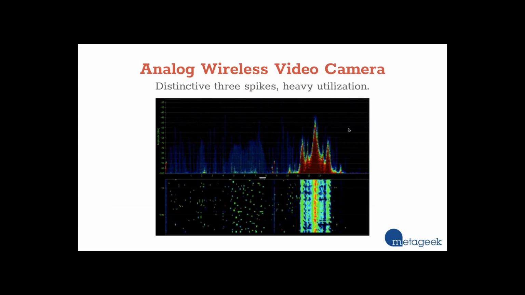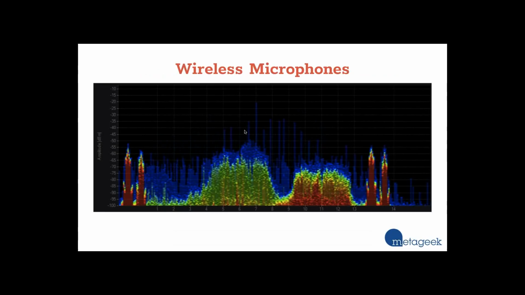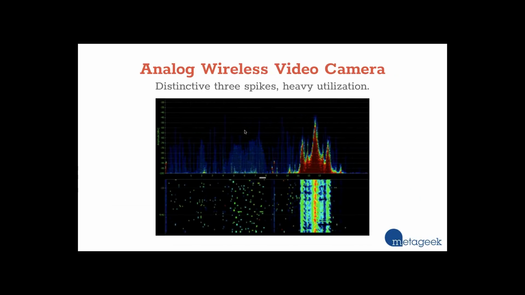And this is an old X10 wireless video camera. These are very, very nasty because look at the utilization. This is dark red, which means it is talking constantly. These analog video cameras make a very distinct 3-spike shape in the spectrum, a very, very distinct shape, but these will wreck your wireless networks. You want to avoid those at all costs.